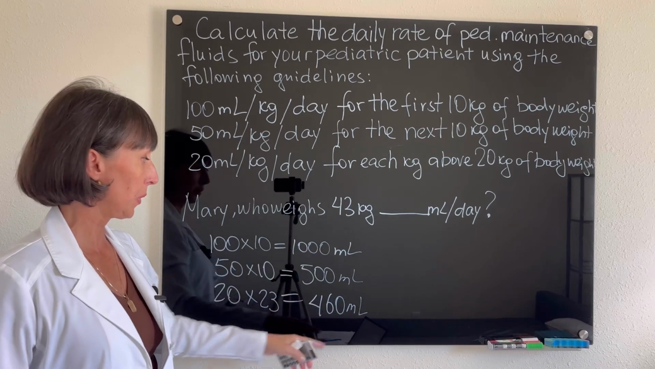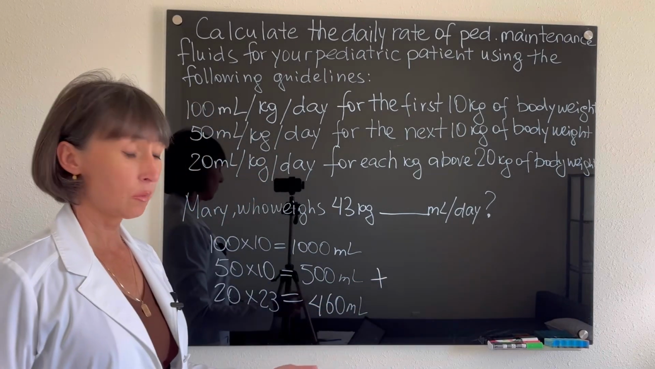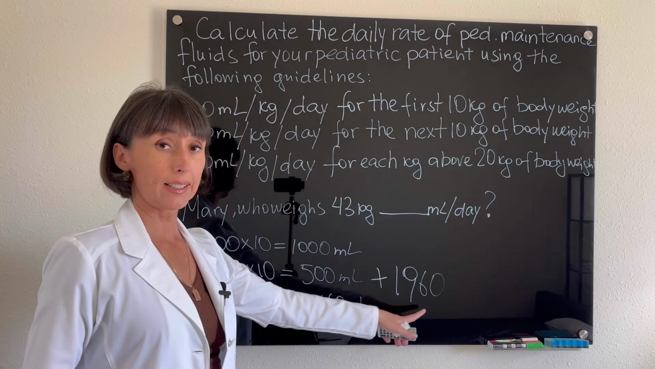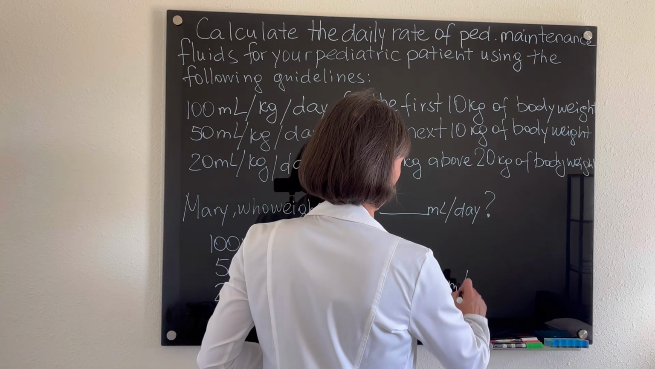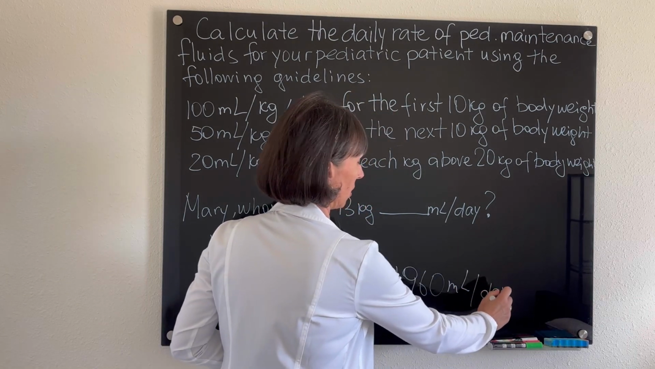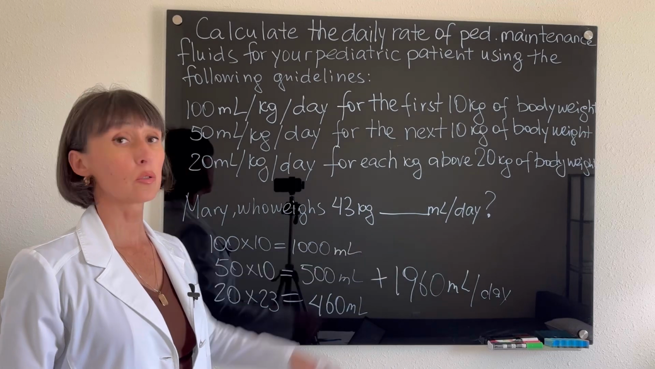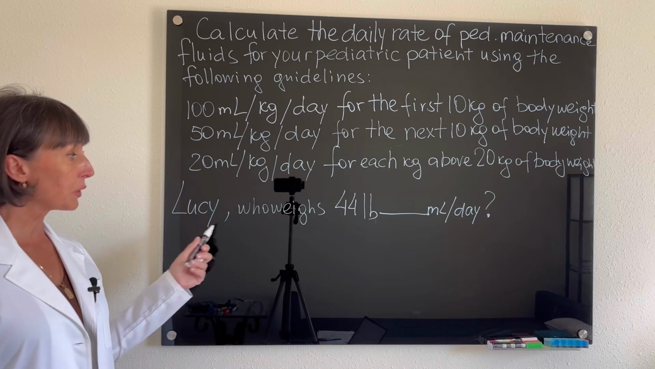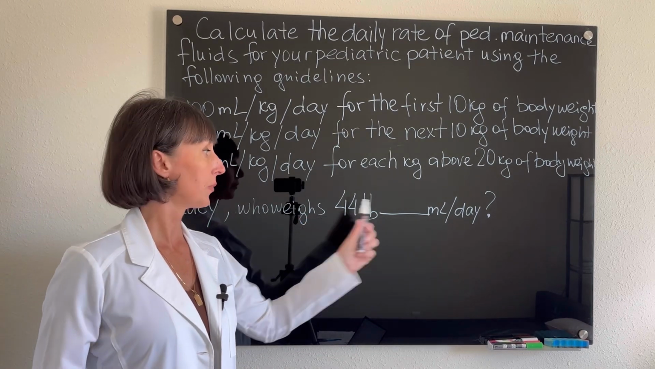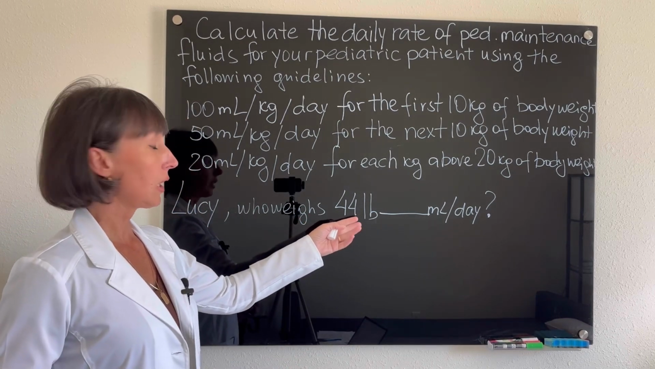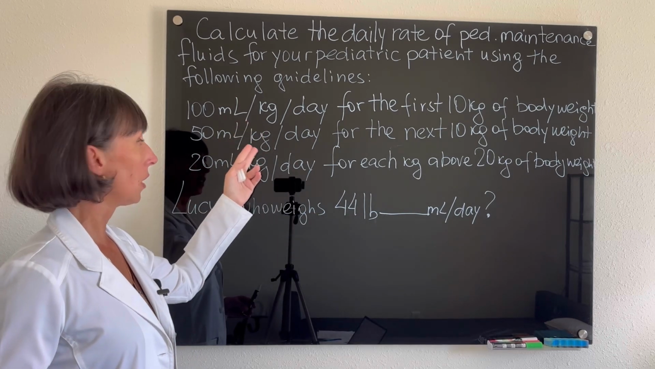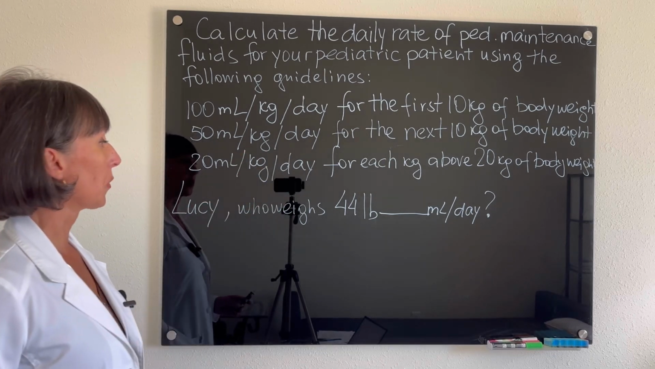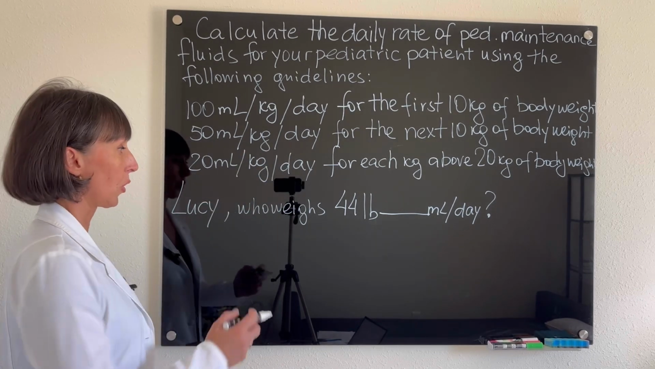Now we need to add them up. If we add them all up, we get 1,960 milliliters per day. That's the answer to our problem. Now let's figure out the same problem for Lucy, who weighs 44 pounds. And as you can see, we can't use pounds here because our prescription is in so many milliliters per kilogram. So let's convert her weight to kilograms first.